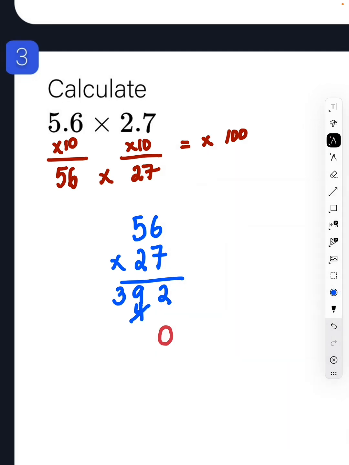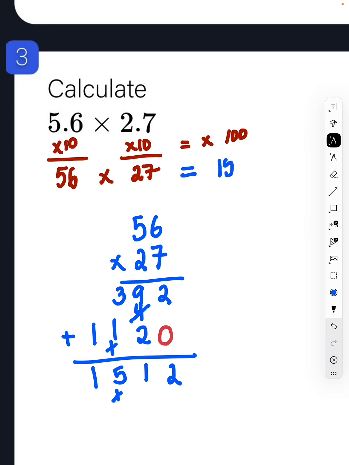Let's carry on. 2 times 6 is 12. That's 2, 1 carry forward. 2 times 5 is 10, plus 1, 11. Now that I've got them, I'm going to add them together. 2 add 0 is 2. 9 add 2 is 11. 1 carry forward. 3 plus 1, 4. 4 plus 1, 5. And 1. So I've now got the value of this as 1512.